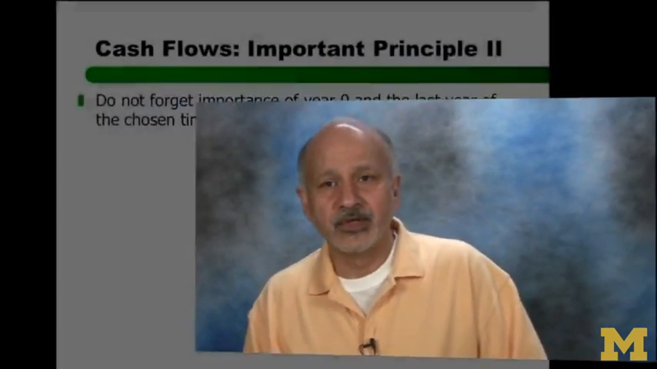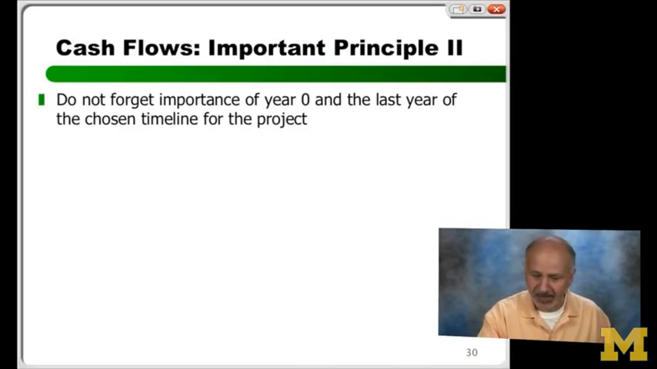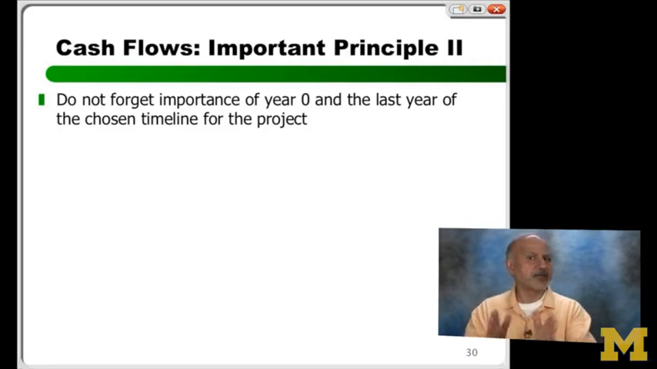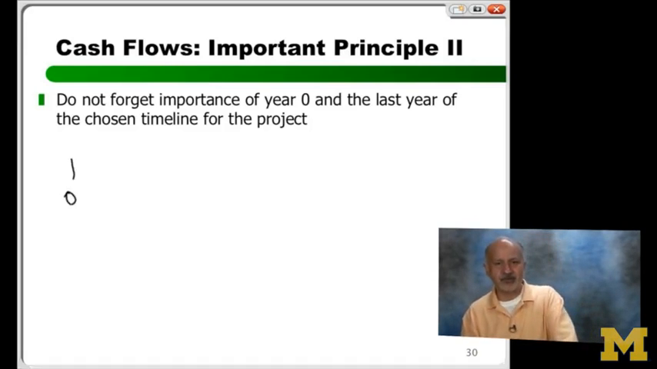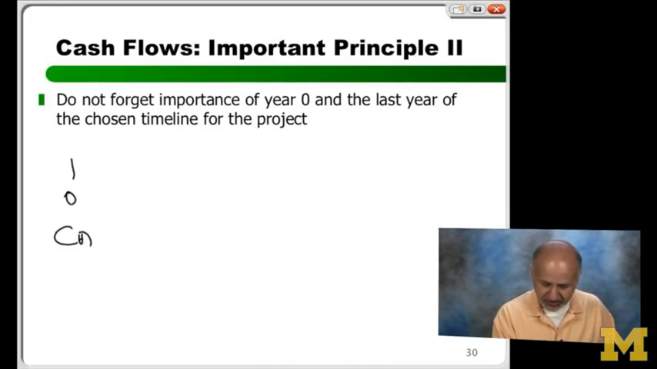Principle number 2. Do not forget the importance of year 0 and the last year. And I want to spend a few minutes on this, because which year did we choose our 1.9 million as? Somewhere in the middle of the year. So remember, what is happening at time 0? Why is time 0 different from other years? Well, the word capital should come to mind.